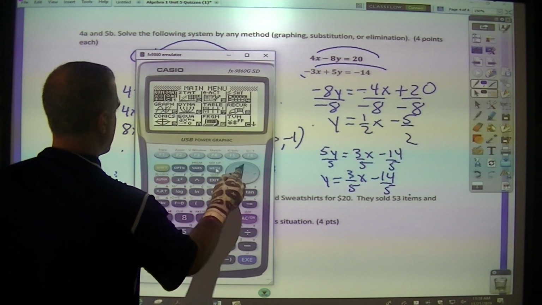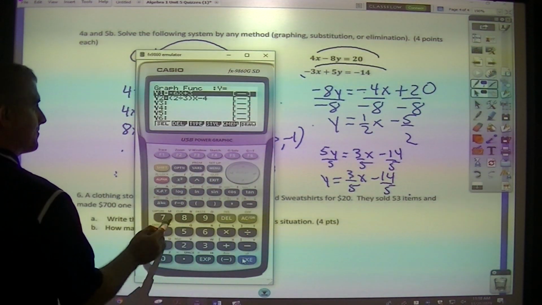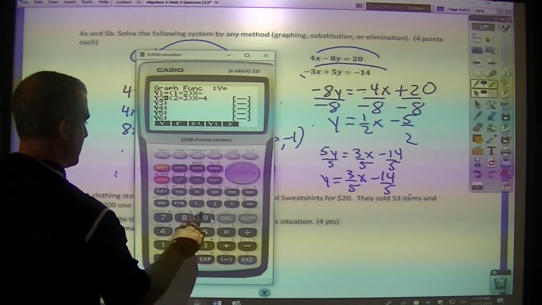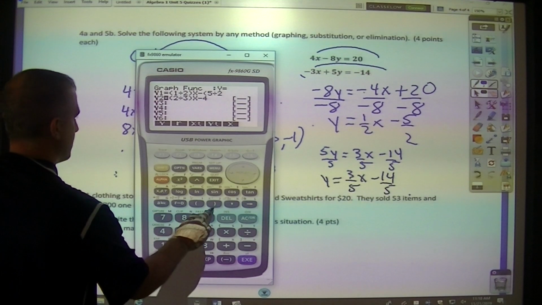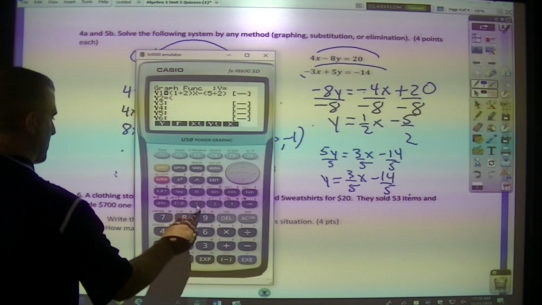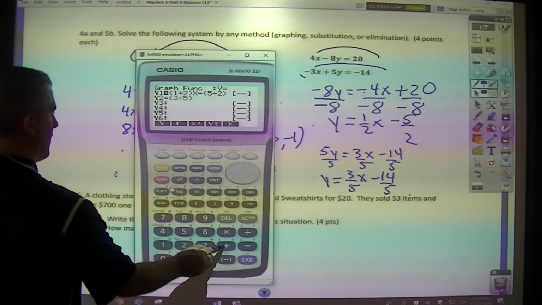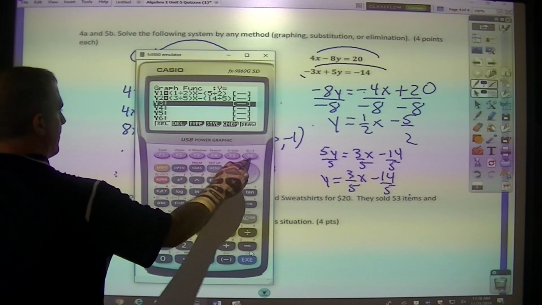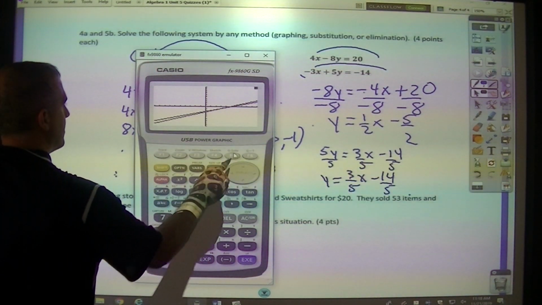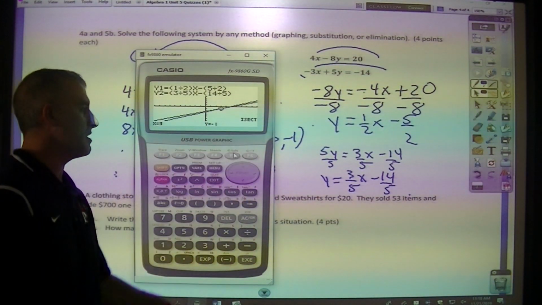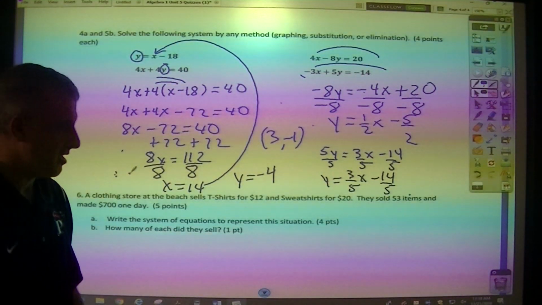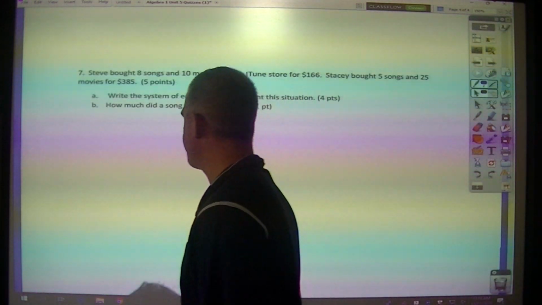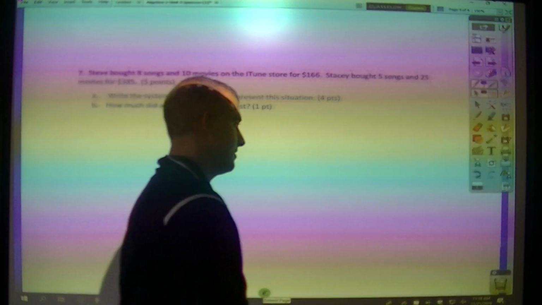So what I could do is go into the calculator and graph them. Parentheses around 1/2, then alpha x minus parentheses around 5 over 2. Then I would do parentheses around 3/5 alpha x minus parentheses around 14 over 5. And if I draw it, G-solve, intersect, I get the same answer as 3, negative 1. So either way is correct, whichever way you think is best for you.